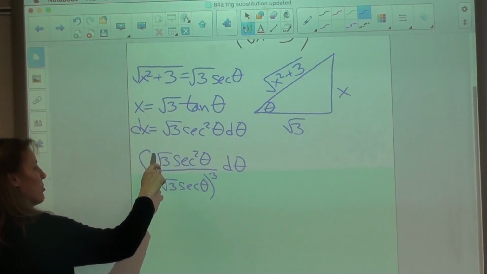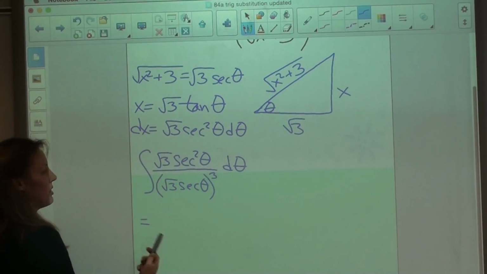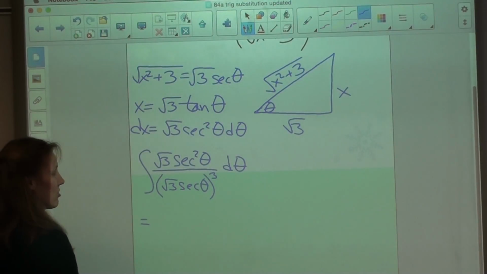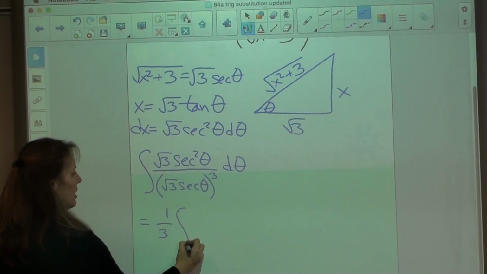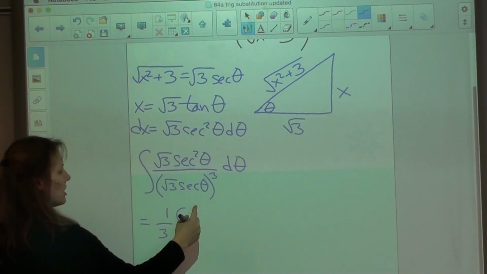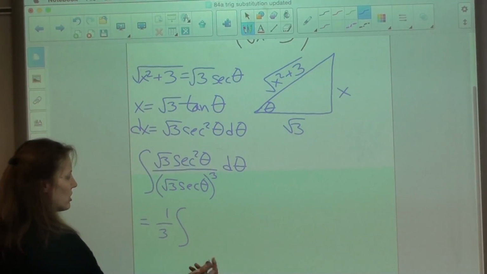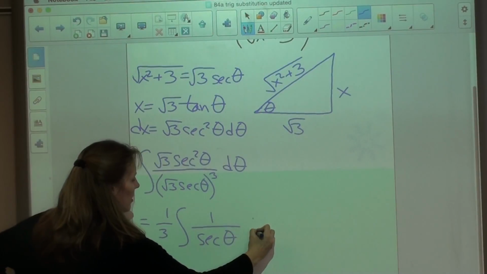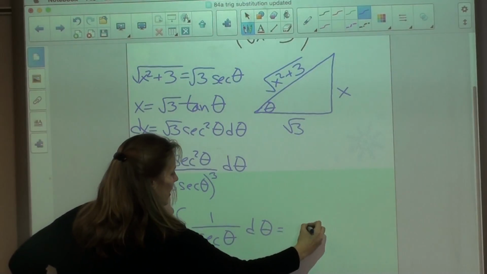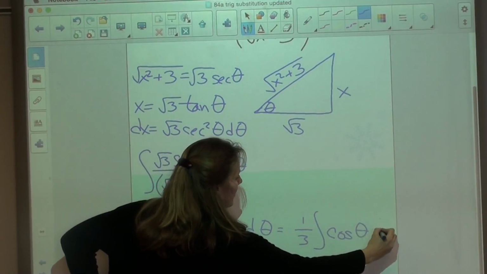So you have root 3 over root 3 cubed, and if you cancel root 3 on the bottom, you end up with 1 over root 3 squared, which is just a third, right? So you end up with 1/3 integral secant squared over secant cubed, which is 1 over secant or cosine. I'll write the 1 over secant just so people see the step. And then you end up with 1/3 integral cosine.